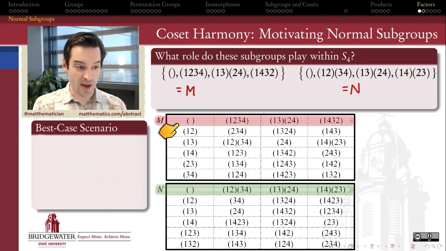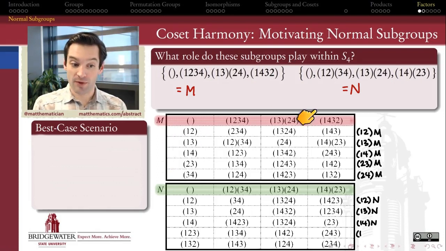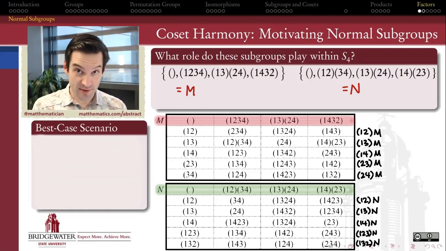So here in the first example, M is my subgroup of order 4, and here in the rows of this first table are the 6 cosets of M, which we can get by multiplying by (1 2), (1 3), (1 4), (2 3), and (3 4). In my second table, same thing, just with the subgroup N instead. And here, to account for all the cosets, I'll multiply by (1 2), (1 3), (1 4), (1 2 3), and (1 3 2). So all I've done here is I've listed all the cosets of each one of these subgroups inside of S4. And the question, remember, is, can those cosets act like a group themselves?